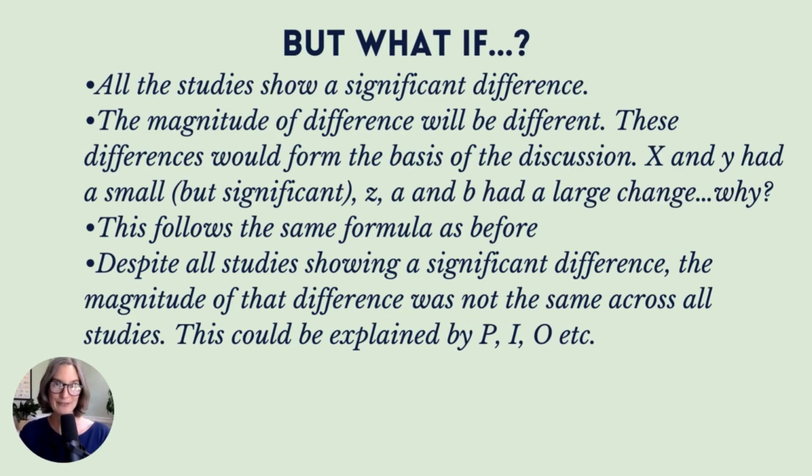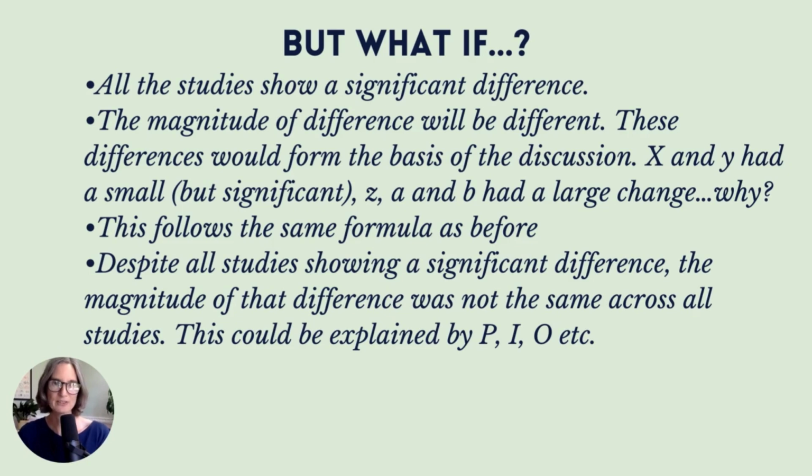But you might be in a situation where all studies showed a significant difference, but the magnitude of that difference will be different. And so these differences would then form the basis of this discussion. So X and Y had a small but significant change. Z, A, and B had a large change. So why might that be?